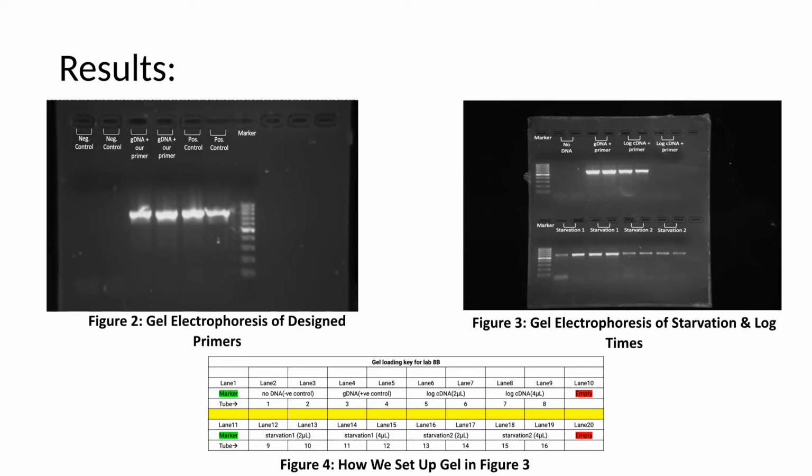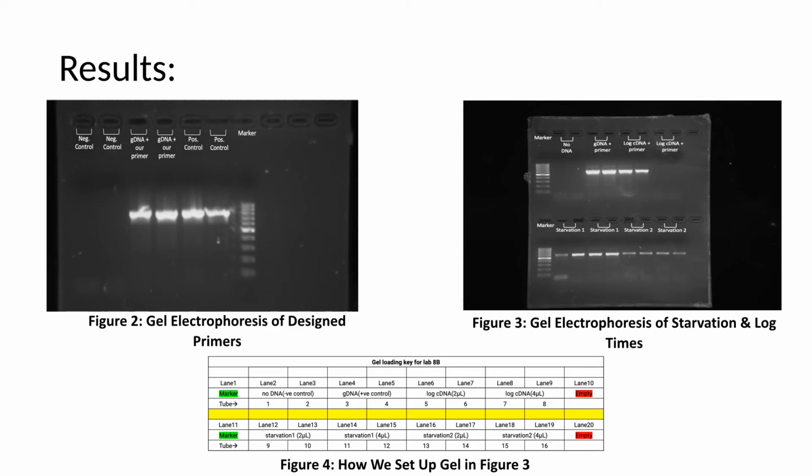As for our results, in figure 2, we tested our designed primer, which worked based on the band size. We expected a band of around 660 base pairs. According to our ladder marker, we are at 700 base pairs. With this confirmation, we were then able to run our starvation phases and log phases using the primer and gDNA as our positive control. The gel in figure 3 allowed us to test our hypothesis.